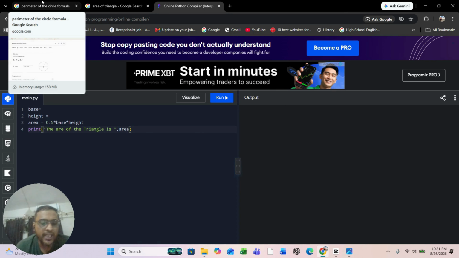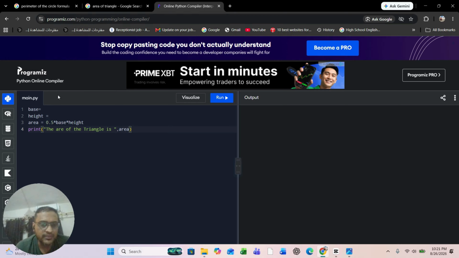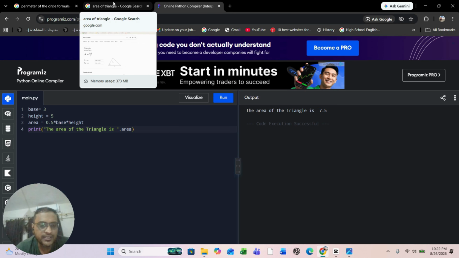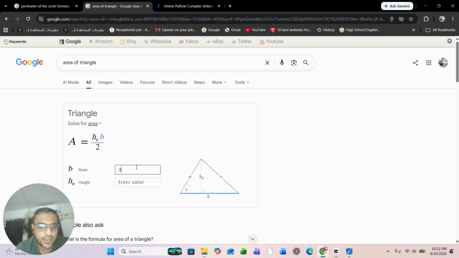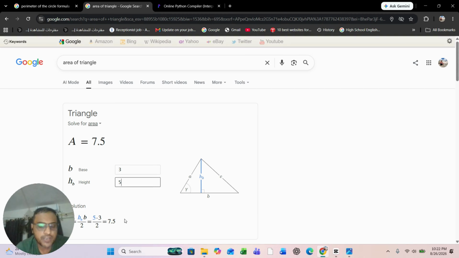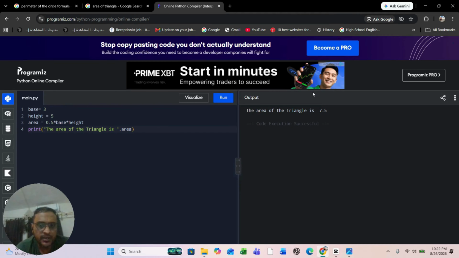So let me check with some formula available on the internet. Like if I write the value of the base, which is 2, and the height, which is 5, my answer would be 5. Okay, I change the value, which is 3. Now the area of the triangle is 7.5, and I apply the same on the formula that is available on the internet, that is 3 and 5. If I write the base 3 and height 5, I'm actually getting 7.5, the same answer that I generated with the variables.